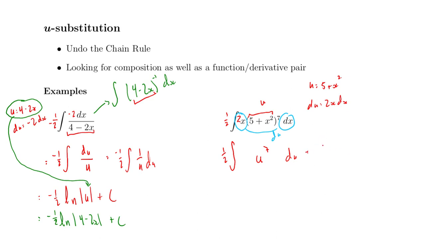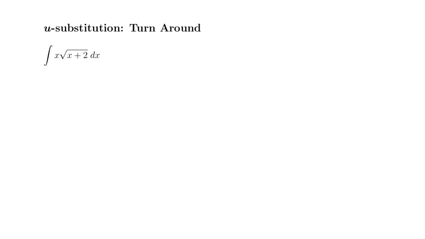Add 1 to the exponent, divide by that number. So we've got half times u to the 8 over 8 plus c. And we can substitute 5 plus x squared back in place. I'll multiply those denominators. And I've got 5 plus x squared to the 8th over 16 plus c. Hopefully that gives you a nice little reminder about how u substitution can work.